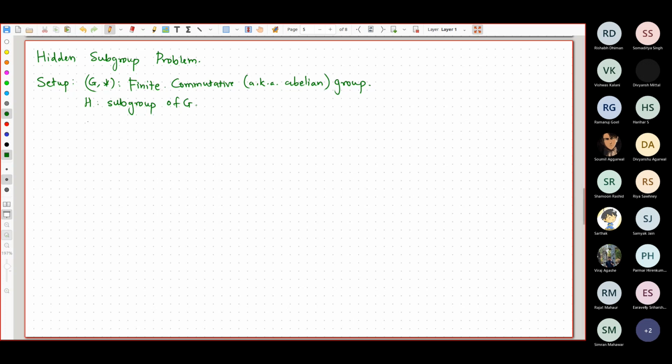Okay. And we have the third component, which is S, some set S. S is some arbitrary set. And finally, the fourth component is some function f going from G to S. Now, this is not some arbitrary function. This function satisfies some nice property. What is that nice property? The nice property is, right, so for all x, y in G, you have f(x) equal to f(y) if and only if x and y lie in the same coset of H.